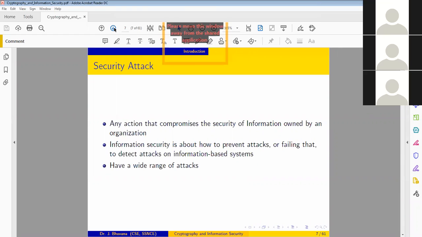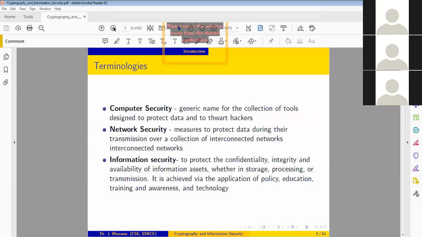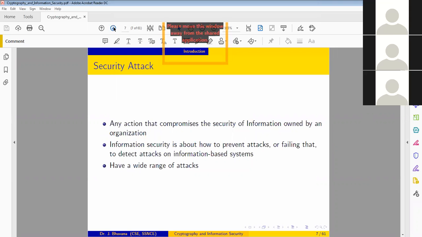Having known that organizations are vulnerable to all possible actions that may compromise their safety, we need to learn more about what types of operations can happen over these data or information such that the security is compromised. So we need to learn what the possible attacks are that may happen.